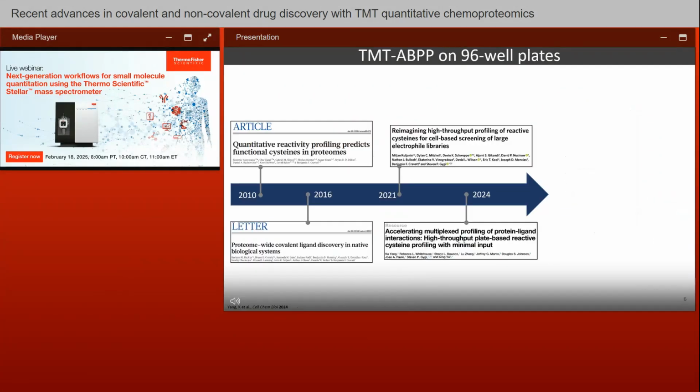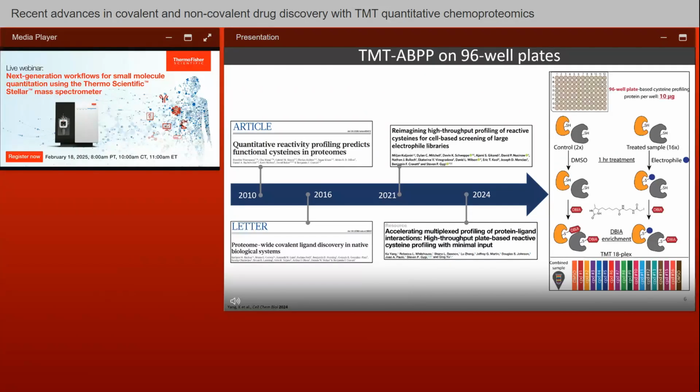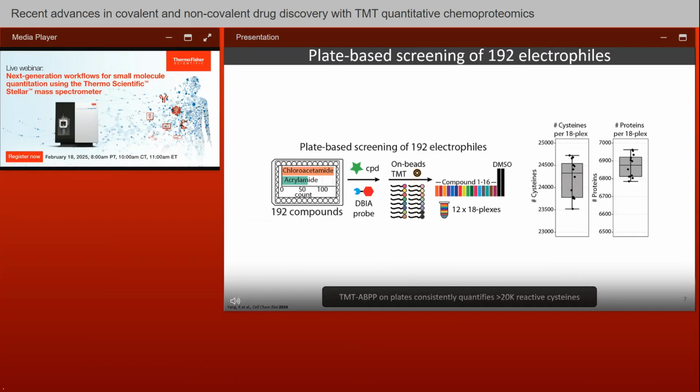So last year, we overhauled the entire process and came up with this new pipeline that really allows us to work in 96-well plates using probably 10 microgram protein input. We made several critical changes and also incorporated TMT 18-plex based sample multiplexing. The general workflow stayed the same, but now we can do as little as 10 microgram protein input.